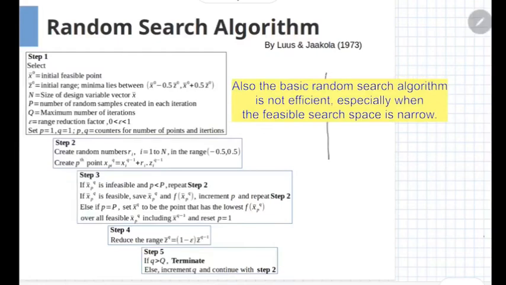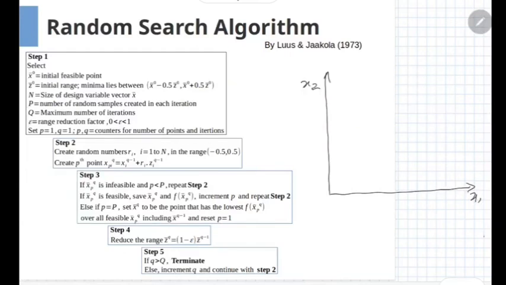So I'm considering an optimization problem in terms of two variables, x1 and x2. As in all random search algorithms, you initially pick up a point. So let's say this point is x0, which is having coordinates x01 and x02.